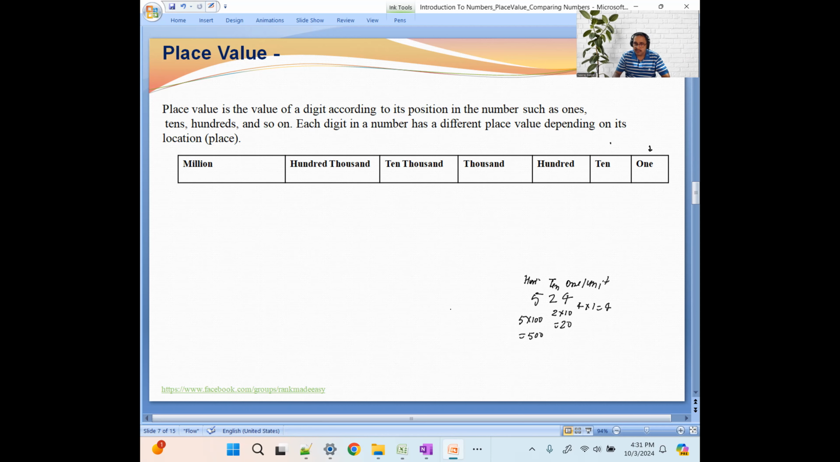So if you need to find out the place value of any digit in a number, the first thing you have to do is write that number in the place value table. Ones digit under the ones place, tens digit under the tens place, hundreds digit under the hundreds place, and so on. We will do this with a few more examples.